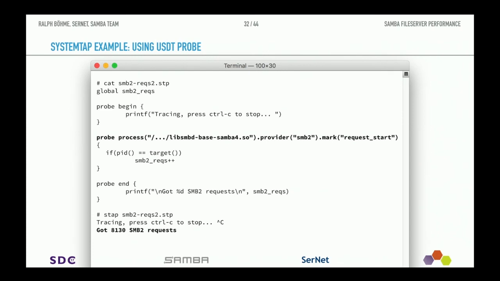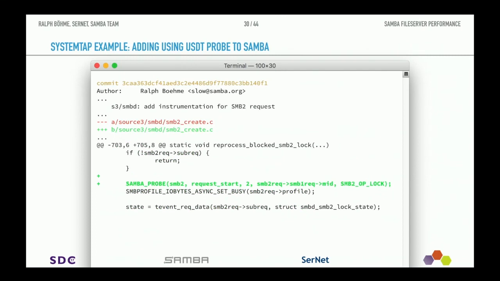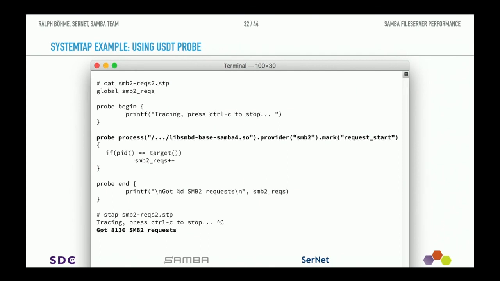So here is another example of using this new SDT probe we just put into the application. That's the line in bold where we say process, where we actually have to pass the full path to the object where this trace point is. In this case, this lives in a library, libsmbd-base-samba4.so. And then we say provider smb2 and mark request start. Those are the two strings that we've seen two slides ago, SMB2 request start, that's how it matches up. This is in the code, and this is how we use it in the script. And this just counts events.